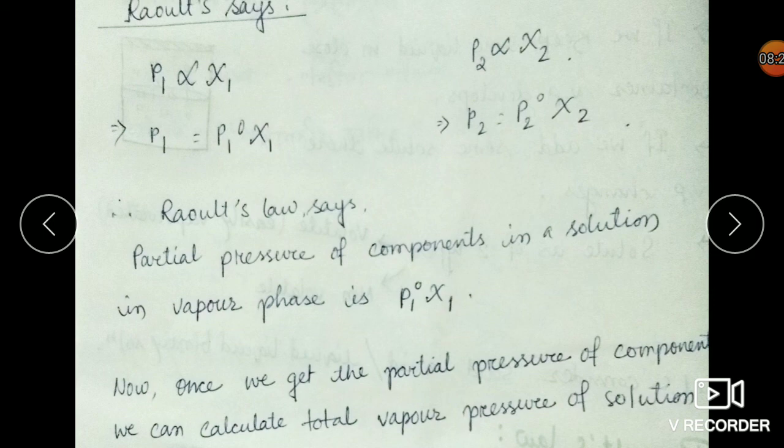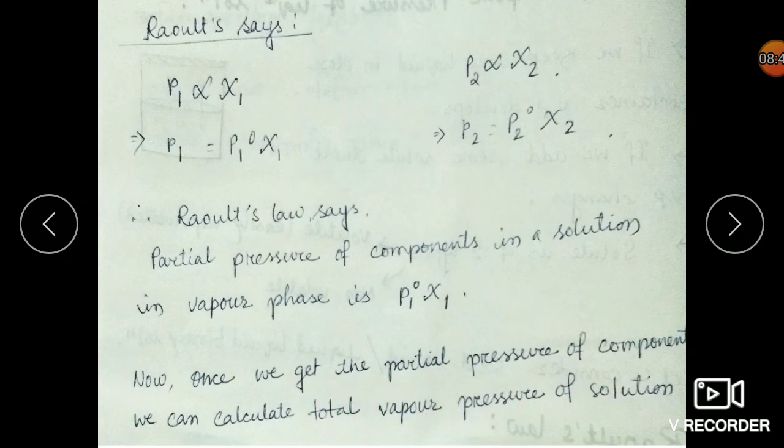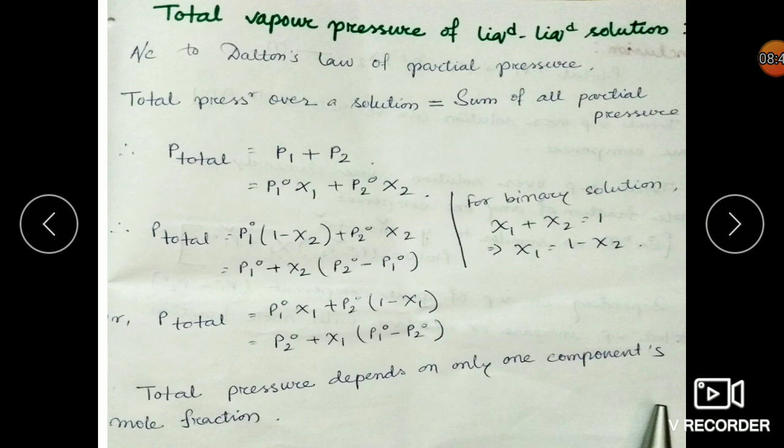Next, once we get the partial pressure of the components, here you see we got the partial pressure of the solvent and the partial pressure of the solute. Once we get the partial pressure of the components, solute and solvent, we can also calculate the total pressure of the solution. Now let's see how to get the total vapor pressure of the solution. For that we have to follow Dalton's law.